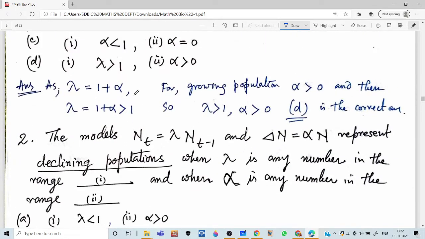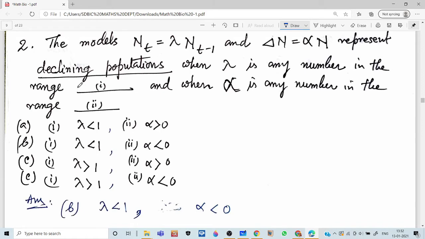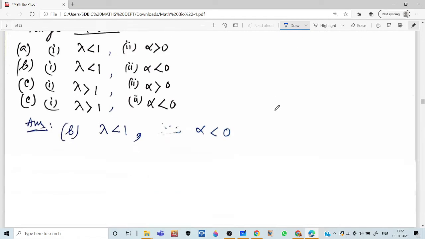Lambda is less than 1, alpha less than 0. So 1 plus alpha is less than 1, since alpha is less than 0. And 1 plus alpha is lambda, so lambda is less than 1. So the correct answer is B: lambda is less than 1, alpha is less than 0 for a decaying population.